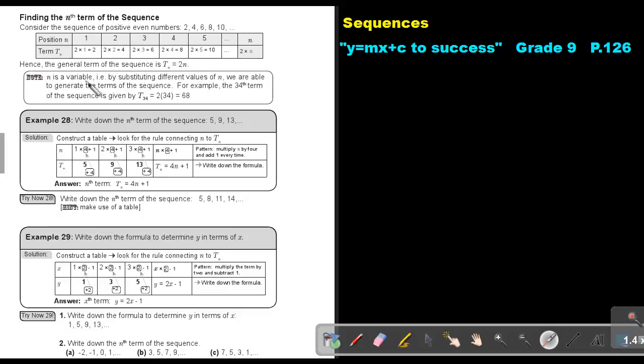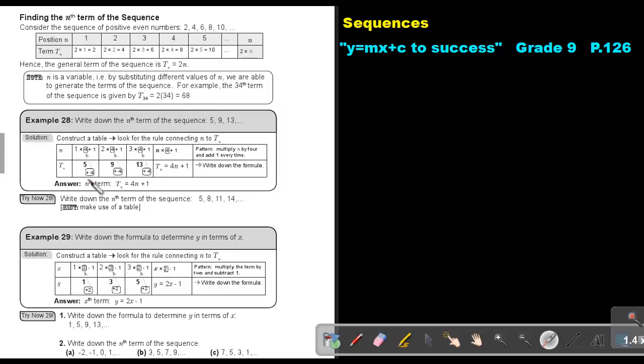Note, n is a variable. By substituting different values of n, we are able to generate the terms of the sequence. For example, the 34th term of the sequence is given by T34. We write the n there, and in the place of n, we substitute 34. If we multiply it, we get 68.